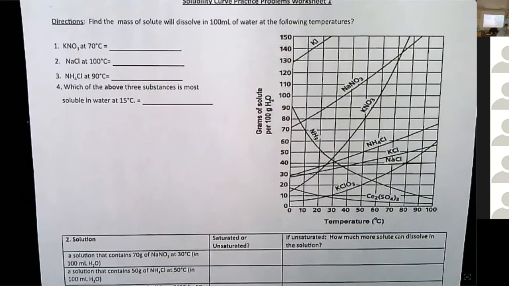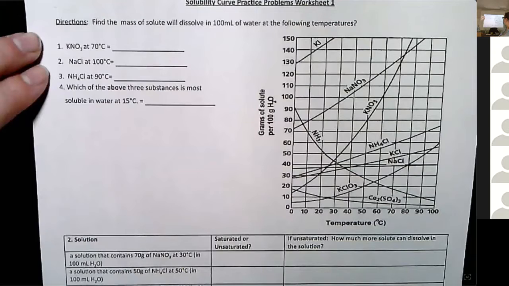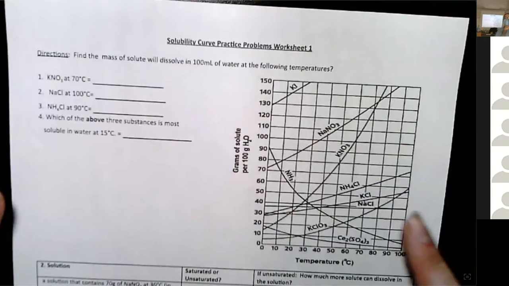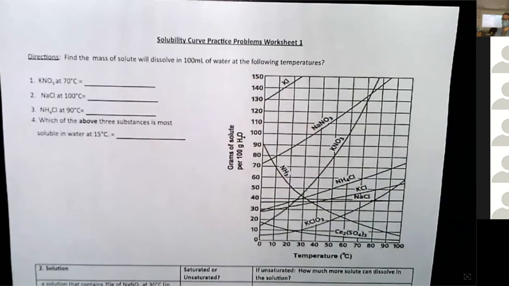But I do want to go through a couple of different practice problems with you guys for solubility curves. We're going to do two of these up here, one of the ones from the table, and then a couple of the ones from down here. Then you guys are going to complete the rest on your own, okay? So please pull this up if you haven't already. It's on eClass/Google Classroom.